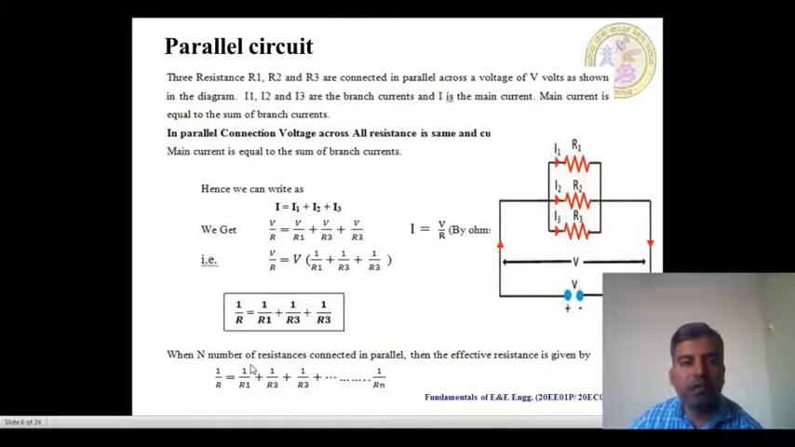Using Ohm's law we can write the total current I equal to the total voltage divided by the total effective resistance of the circuit. That is equal to V by R1 plus V by R2 plus V by R3. If you remove V from both sides, we get 1 by R effective equal to 1 by R1 plus 1 by R2 plus 1 by R3. If there are n resistances connected in parallel, then the effective resistance is given by 1 by R equal to 1 by R1 plus 1 by R2 plus 1 by R3 up to 1 by Rn.